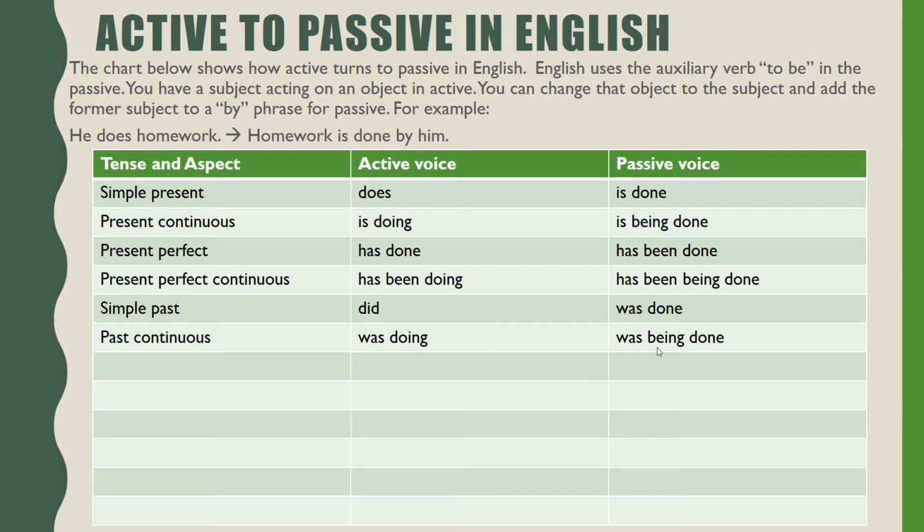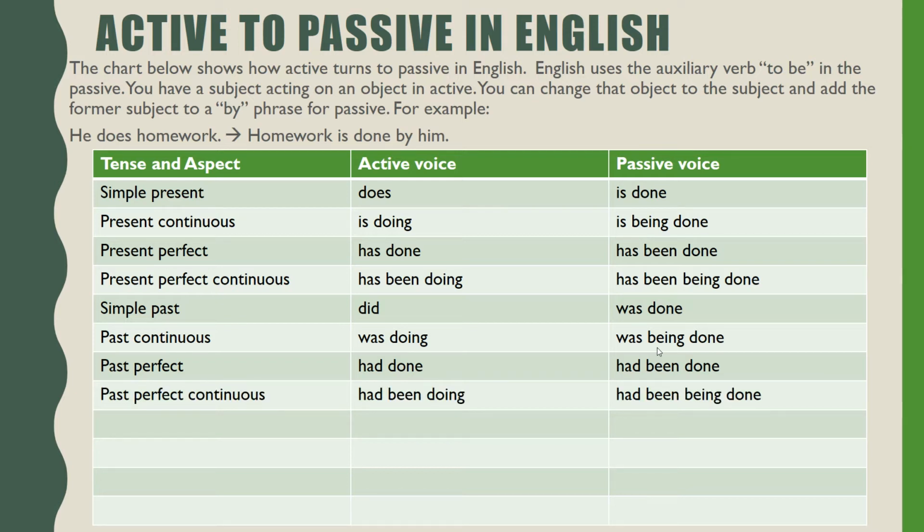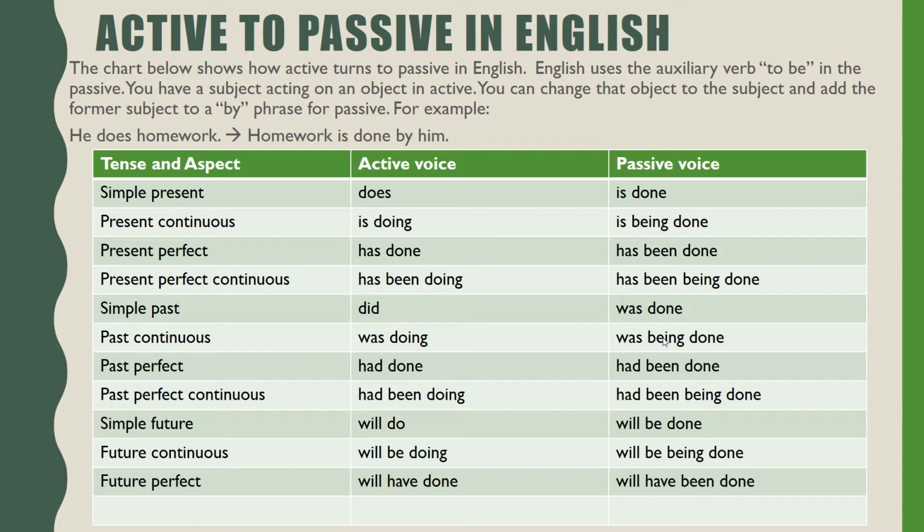Past continuous, was doing, was being done. Past perfect, had done, had been done. Past perfect continuous, had been doing, had been being done. Simple future, will do, will be done. Future continuous, will be doing, will be being done. Future perfect, will have done, will have been done. Future perfect continuous, will have been doing, will have been being done.